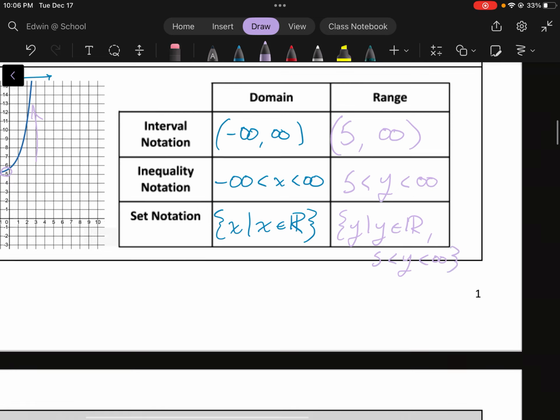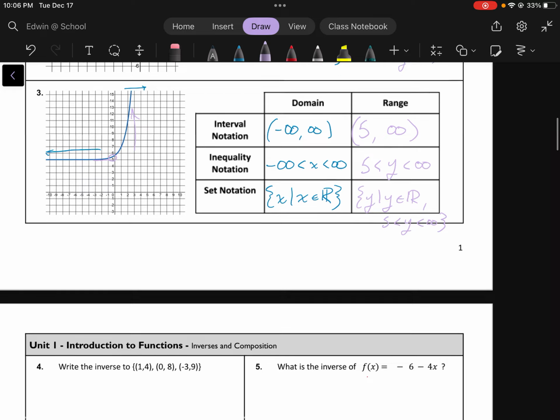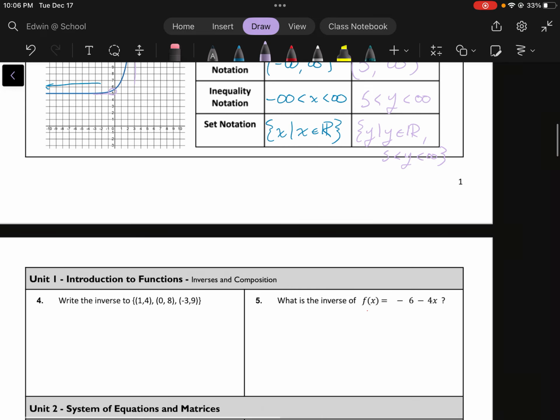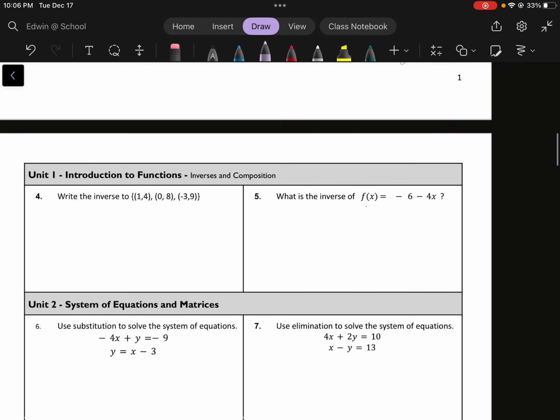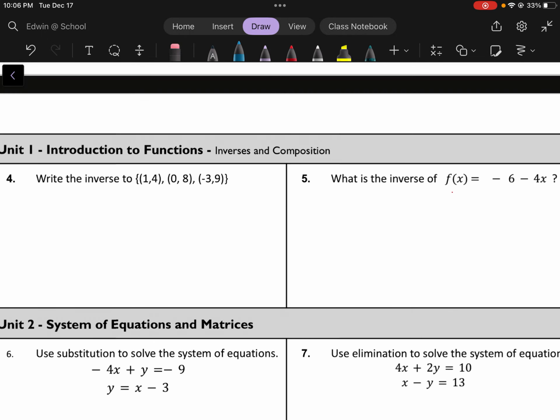Hopefully domain and range is clear now. You guys have probably seen this in Algebra 1, and we've been going over it every single unit, so hopefully it's stuck a little bit. But anyways, we're going to continue with inverses.